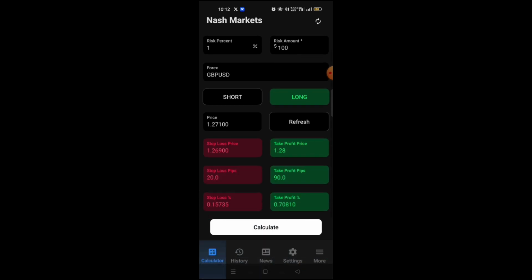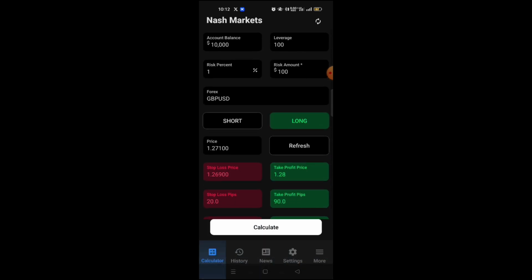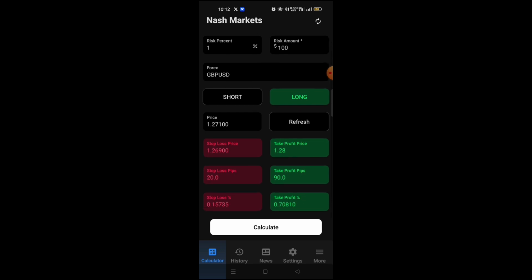So what do you do? You put everything clearly. Long is buy, you put everything. So you already know how to place all this by now. Then you click on calculate.